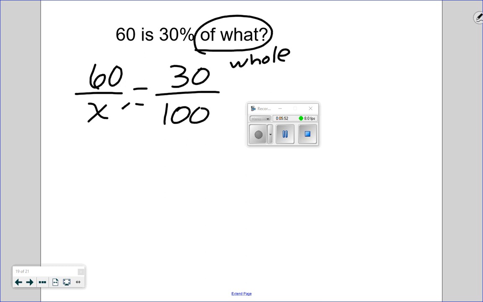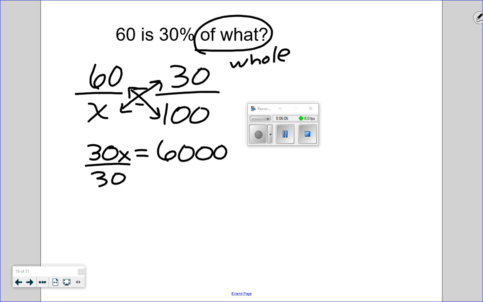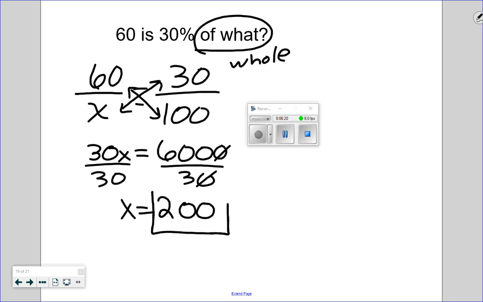Solve this proportion by using cross products. We're going to multiply 30 times x, put an equal sign, and multiply 60 times 100. Then I divide both sides by 30 to solve for x. I'm going to cross out a 0 to simplify that. And I get 200 for x. So 60 is 30% of 200, and that makes sense. 30% would be less than half. 60 is less than half of 200, so it seems like a reasonable answer.